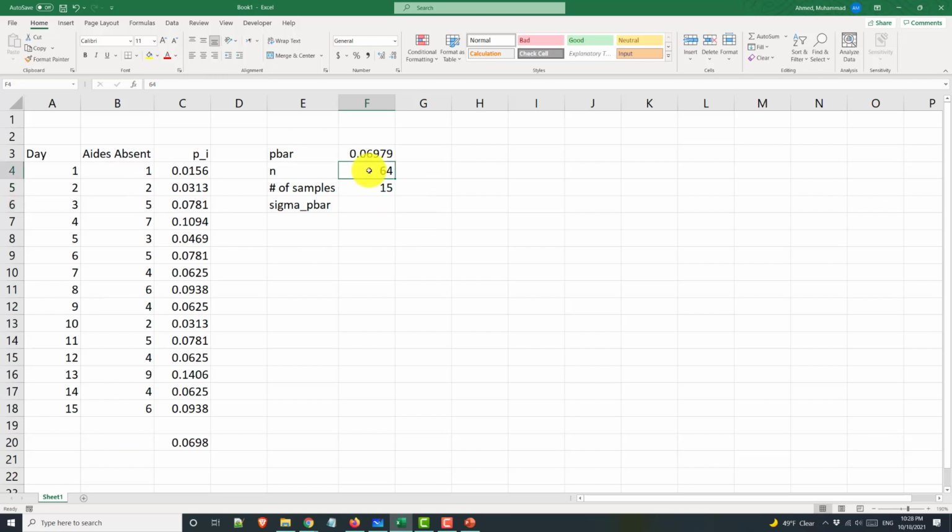Okay? So sigma P bar is going to use the n value, right? It's not going to use the number of samples. So we are going to be using this one in the sigma P bar formula. So we're going to do square root. So SQRT in Excel is square root. Then we take P bar multiplied by 1 minus P bar. The asterisk symbol is just multiplication. And then we divide this by the sample size, which is 64, not the 15. That's very important. And then we close parentheses or brackets, and here we get 0.03185 sigma P bar.